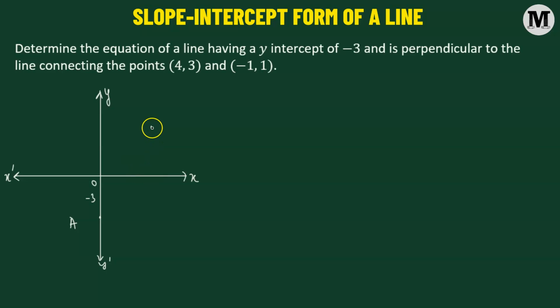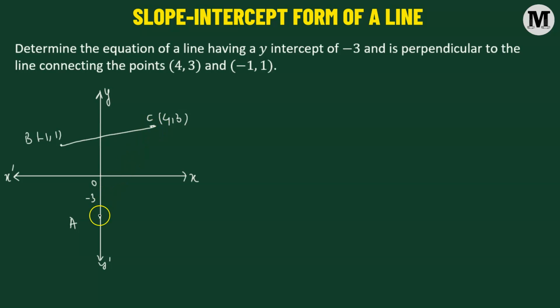So (4, 3), let's say it lies in the first quadrant. We have the other point with the coordinates (-1, 1). So let's say this lies in the second quadrant. We're going to name the points as B and C. So let's join point B and point C with the help of a straight line.